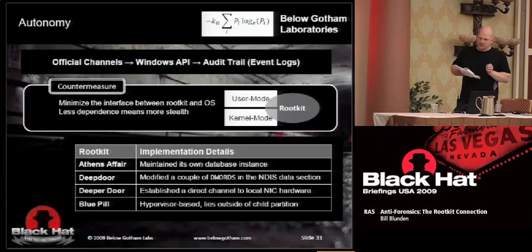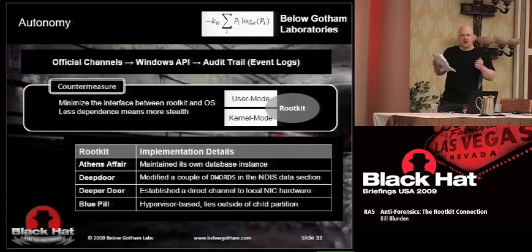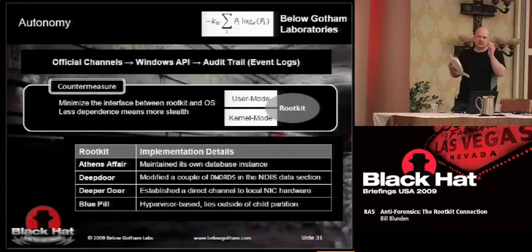Basically, there have been a bunch of rootkits that have used this to one extent or another, like with the Athens affair. The rootkit that those technicians in Greece discovered had its own private database. Why did it have its own private database? Well, because by using its own version of the database, it didn't have to use the established one, and therefore it could avoid generating an audit trail.